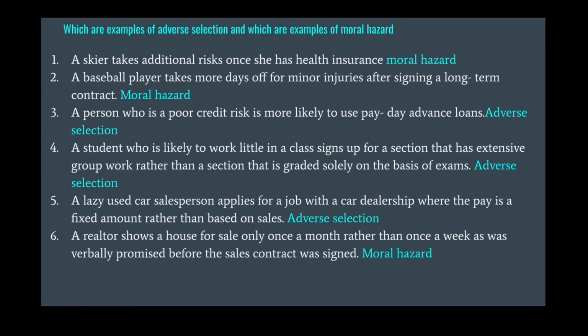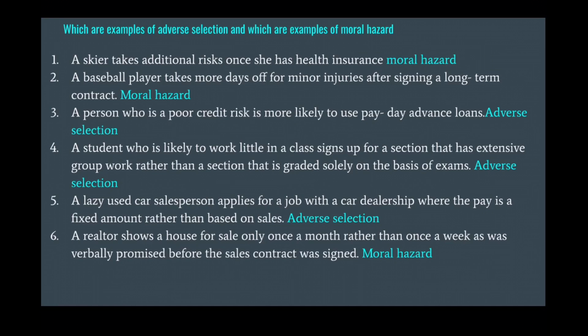Third, a person who is a poor credit risk is more likely to use payday advance loans is an example of adverse selection because the payday loan company is attracting poor credit risks. Fourth, a student who is likely to work little in a class signs up for a section that has extensive group work rather than a section that is graded solely on the basis of exams is an example of adverse selection because the class section based on group work is attracting lazy students.